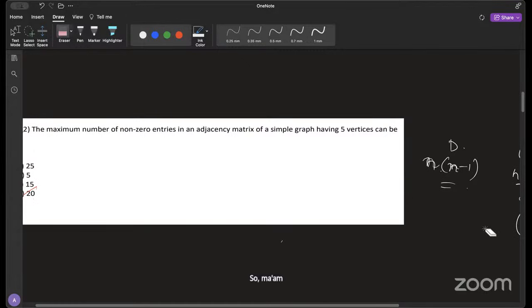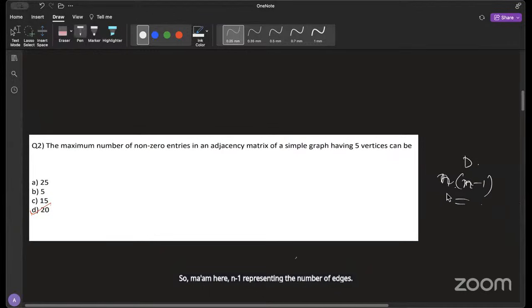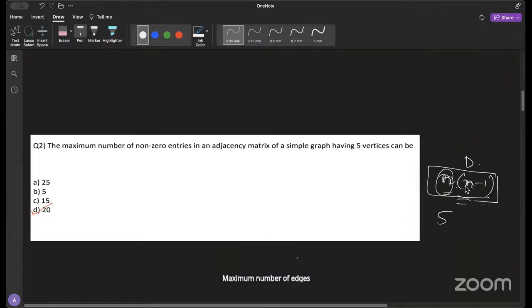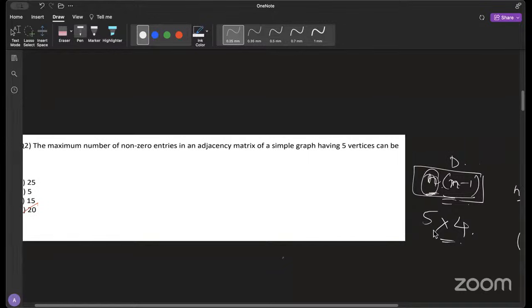Ma'am, here n-1 represents the number of edges? So n is the number of edges? n is the number of vertices, and n(n-1) is the maximum number of edges a directed graph can have. Ma'am, n is vertices, right? Yeah, n is the number of vertices. Okay.